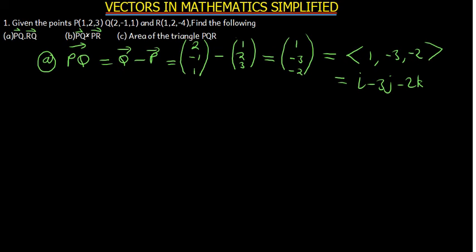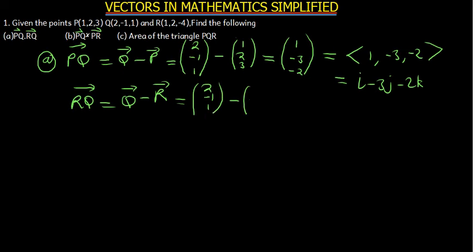Now the other thing that you need to find is RQ. For RQ, it is simply Q minus R. And the Q here is 2, -1, 1, minus R, and R is 1, 2, and -4. Subtracting this, we've got 2 minus 1, which is a 1, -1 minus 2, which is a -3, 1 minus -4, which is a +5. So now we perform the dot product.